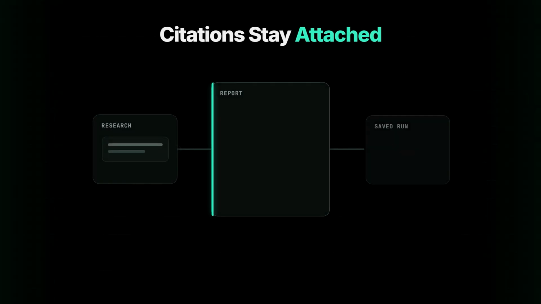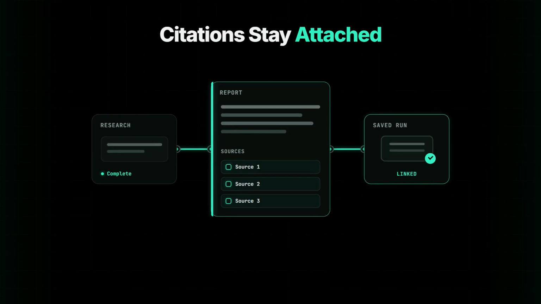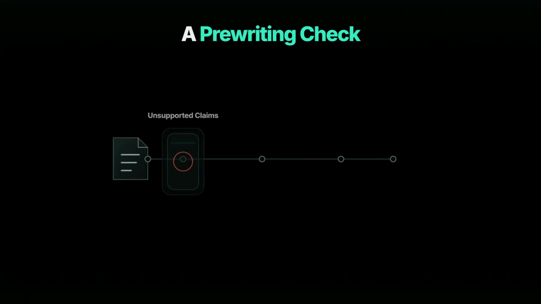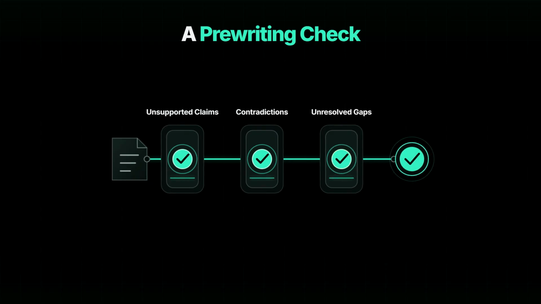Sources and citations remain saved with each research run. That preserves a trail you can revisit instead of separating the final report from the material used to build it. Before writing, Unsloth says the system checks for unsupported claims, contradictions, and unresolved gaps. That is a quality control step, not proof that every surviving conclusion is automatically correct.